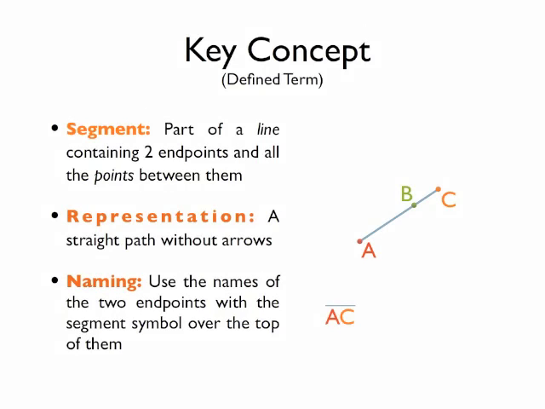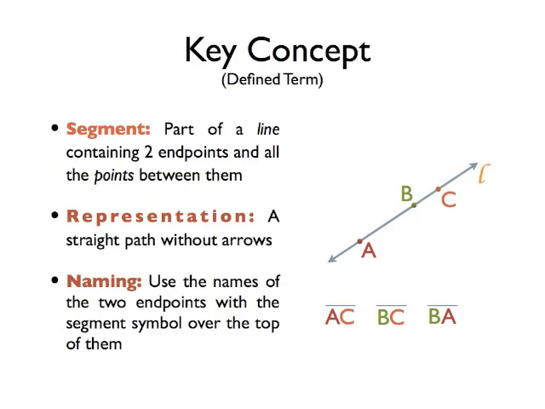Notice how the segment symbol differs from the line symbol. There's no arrows on it. We also have in the figure segment BC and segment BA. Notice the order of the endpoints doesn't matter.